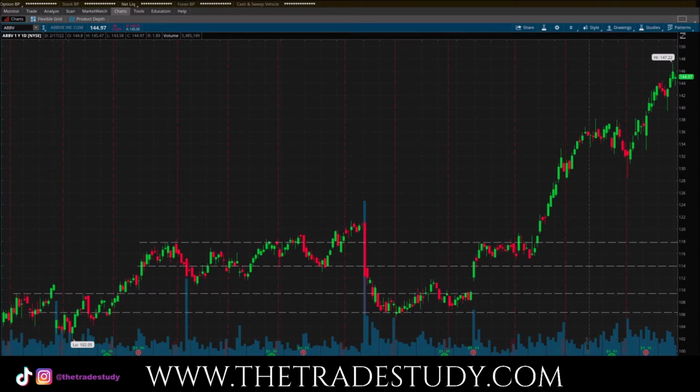We're going to be talking about supply and demand price levels. Why is this important and how does it work necessarily? How I like to visualize it on the stock chart.